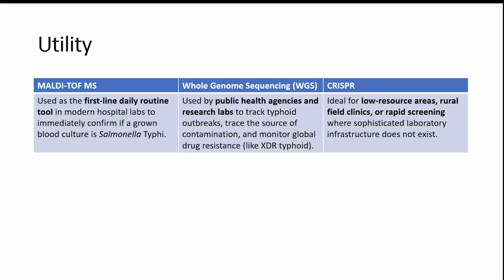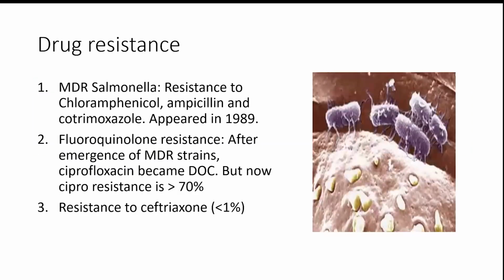Whole genome sequencing's utility is in public health agencies and research laboratories, to track typhoid outbreaks, trace the source of contamination, and monitor global drug resistance. And CRISPR is ideal for low resource areas, rural field clinics, and rapid screening, where sophisticated laboratory infrastructure does not exist. So these are the three methods I wanted to tell you, which are now being used or will be used for the diagnosis of typhoid and other organisms in microbiology.